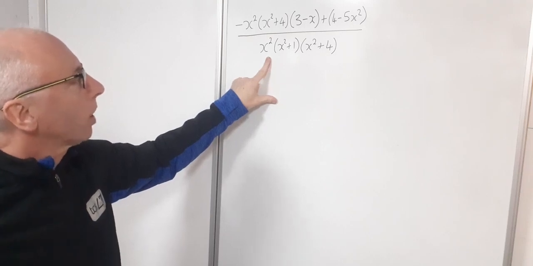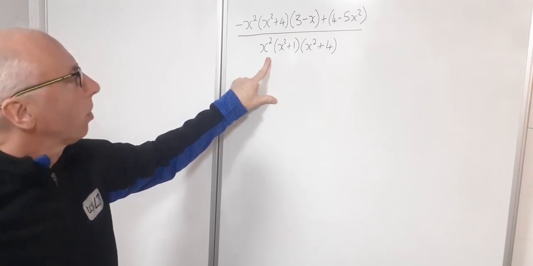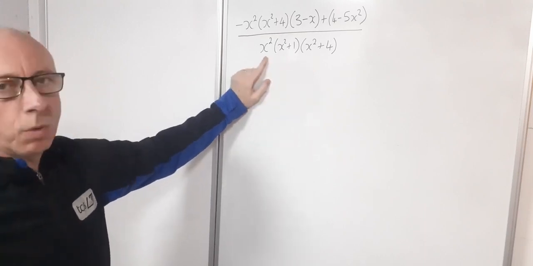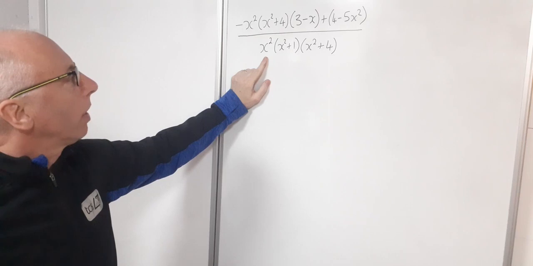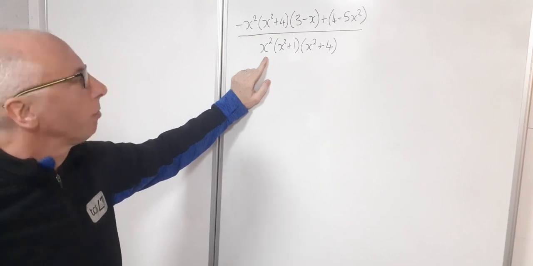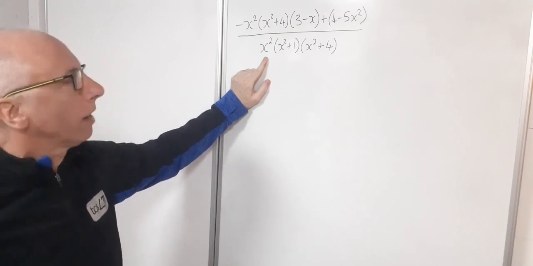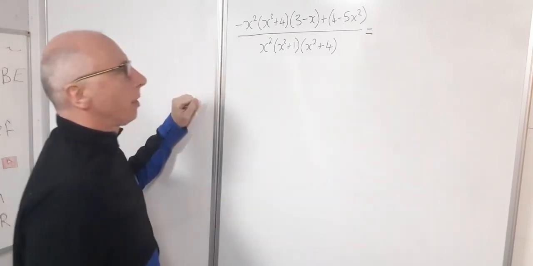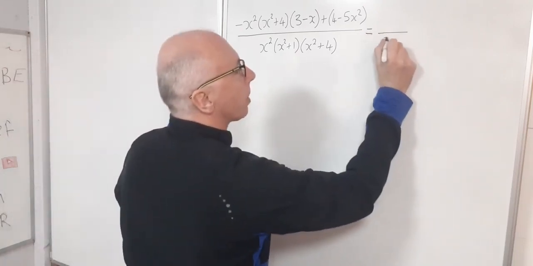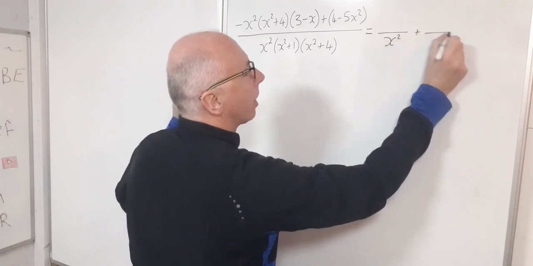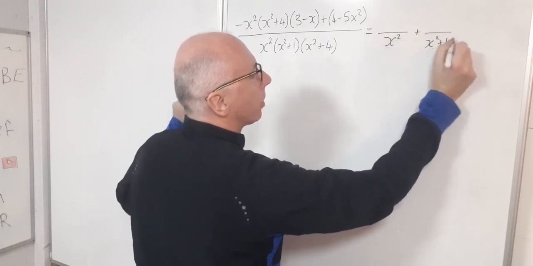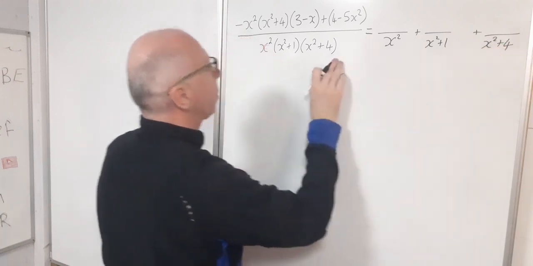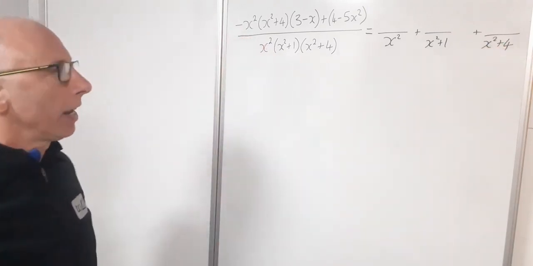Now Heaviside cover-up method here is not going to work because we've got quadratics. So what we need to do is to break this apart into three quadratic terms with constants to be found in the numerators. So we'll set it up like this. So denominators will have x squared plus 1 and x squared plus 4. So that's those three terms there.